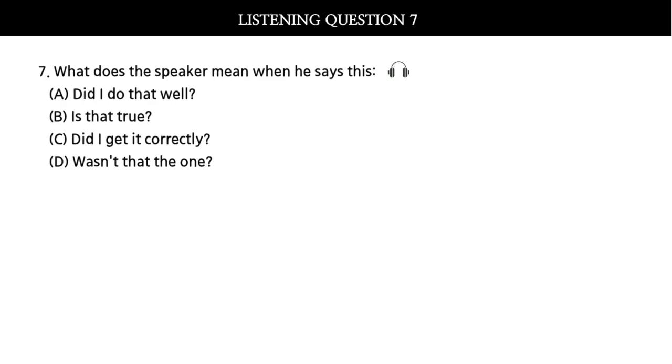What does the speaker mean when he says this? Is that right?